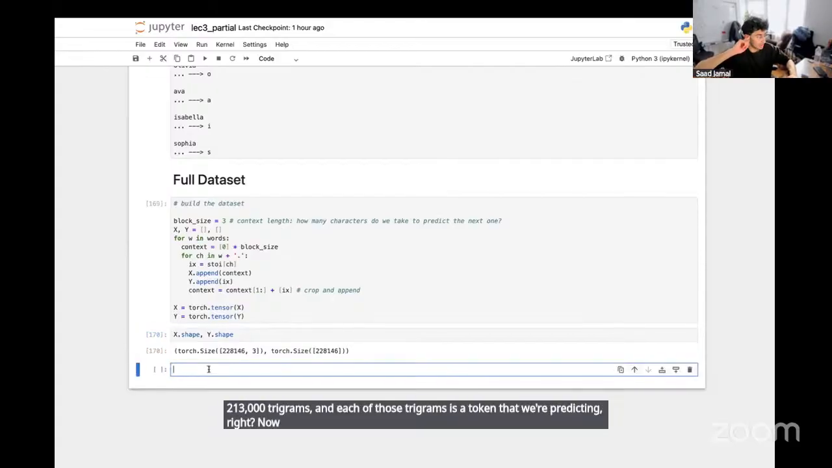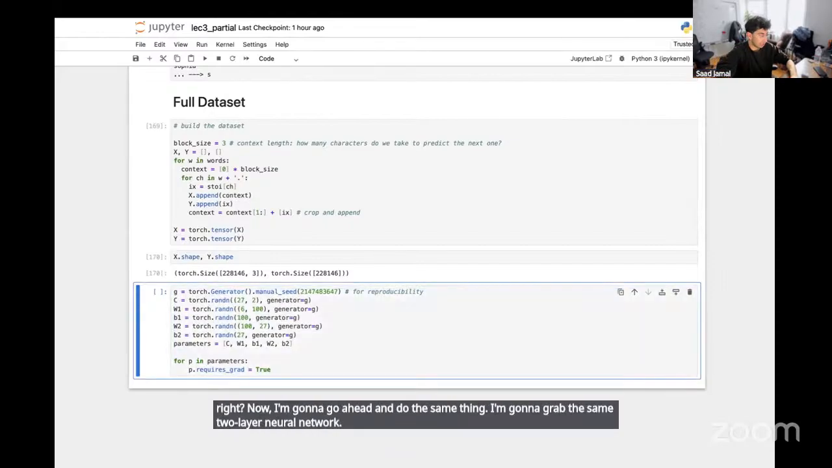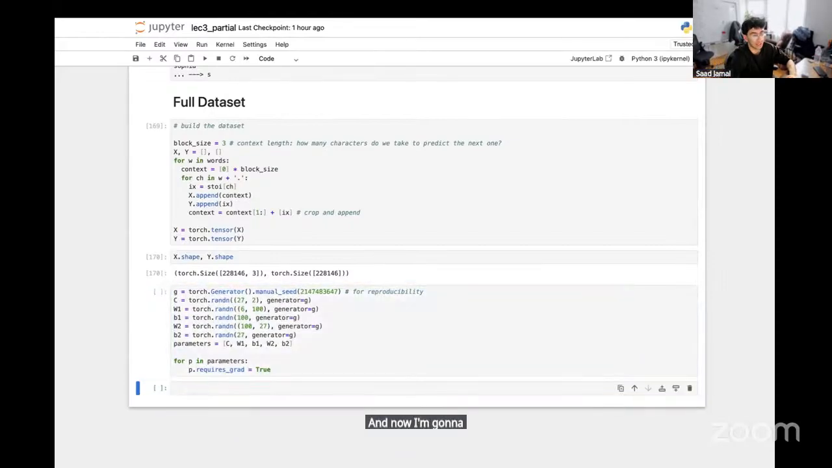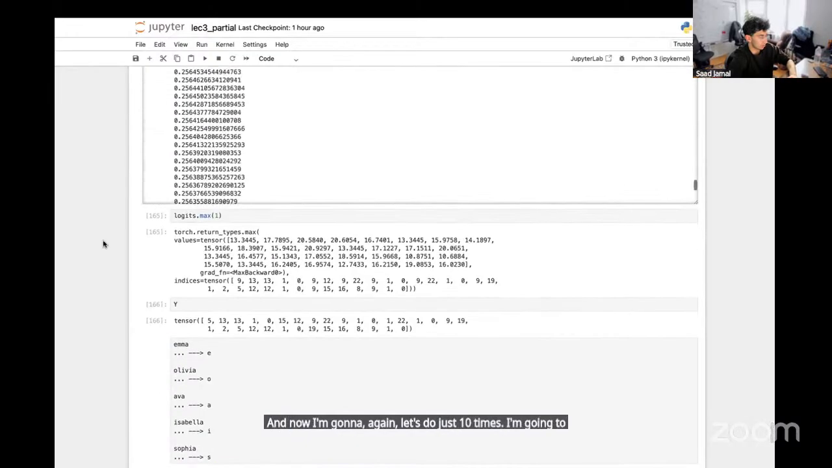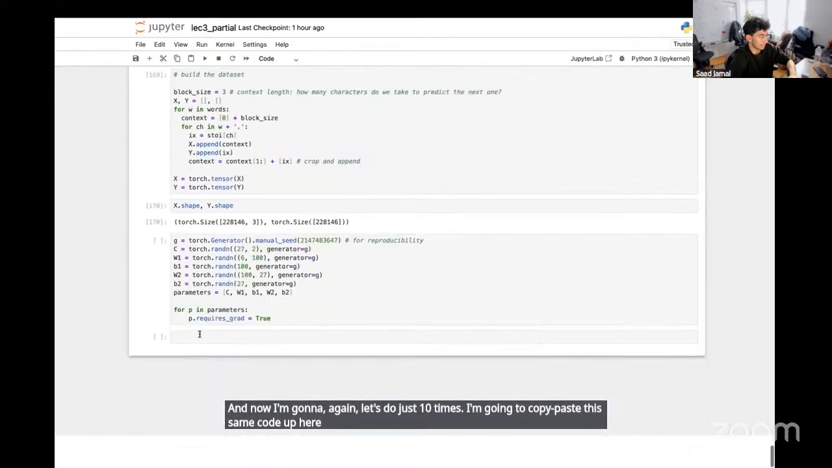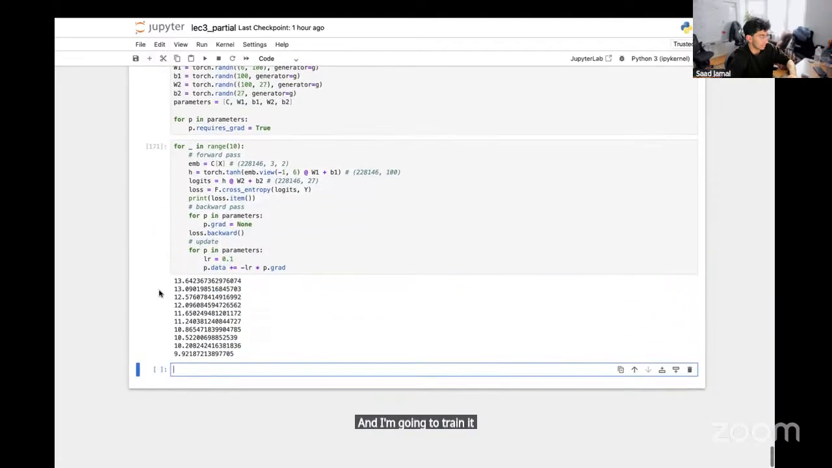Now I'm going to go ahead and do the same thing. I'm going to grab the same 2-layer neural network. And again, let's do just 10 iterations. I'm going to copy paste the same code up here, and again do the forward pass and backwards pass. I'm going to set a learning rate of 0.1, and I'm going to train it 10 times. And there you go. You can see that these are my losses.